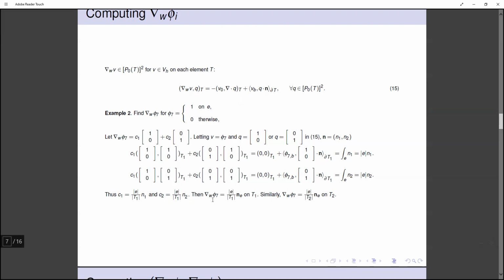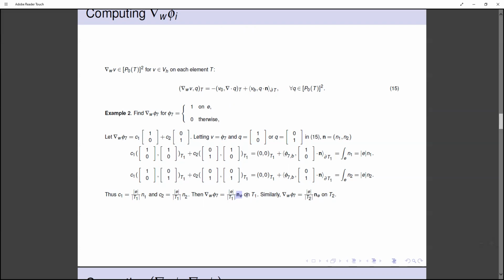And therefore, you put C1, C2 back here. You're going to find the weak gradient of phi7 equal to this. And the NE here is the outward normal on E with respect to T1. On T2, same thing, just replace the area of T1 by the area of T2. This NE here and this NE here are in opposite directions. They're unit outward normals with respect to each element.